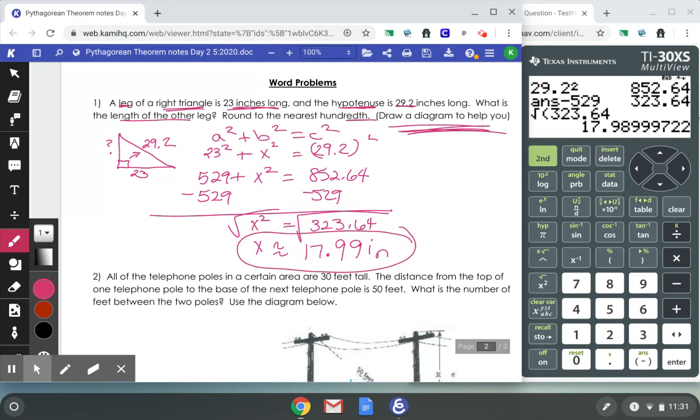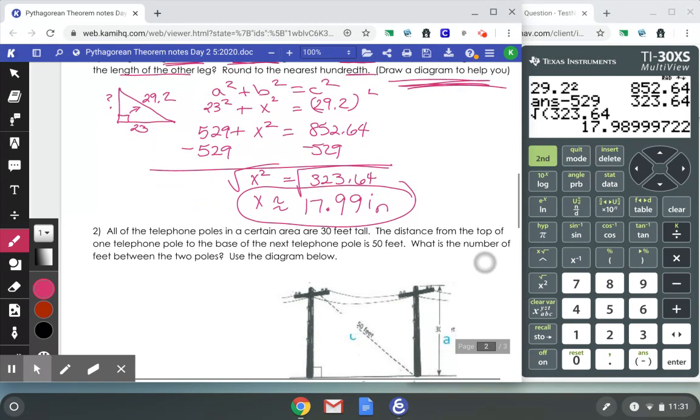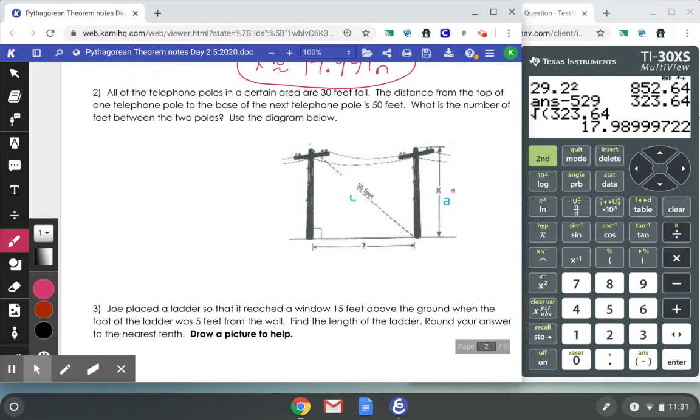Okay. All right, here's another example. All of the telephone poles in a certain area are 30 feet tall. The distance from the top of one telephone pole to the base of the next telephone pole is 50 feet. What is the number of feet in between the poles? Okay, so I know that the height of the telephone poles are 30 feet. So this pole is also 30 feet.